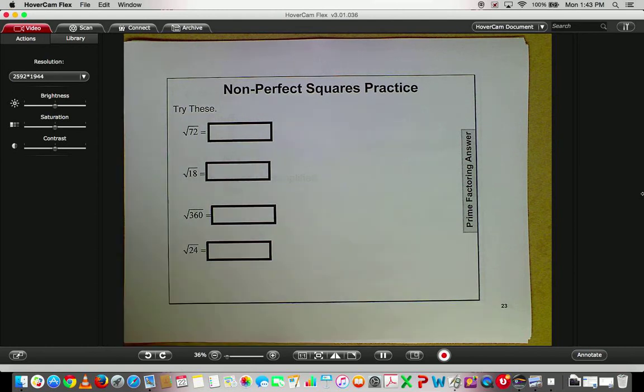If the sub will please pause the video and let them work these 4 problems on their own, and then if you'll hit play again, then we can go over the answers.